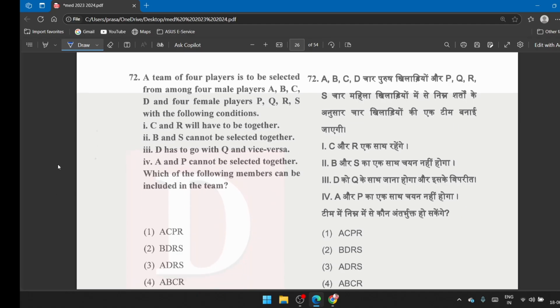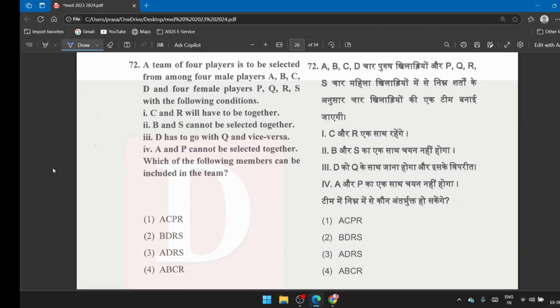Okay, next question. A team of 4 players is to be selected from among 4 male players, ABCD, and 4 female players, PQRS. These are the conditions. C and R will have to be together. P and S cannot be selected together. D has to go with Q and vice versa. A and P cannot be selected together. Which of the following members can be included in the team? Which one can be included in the team?